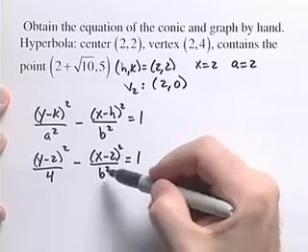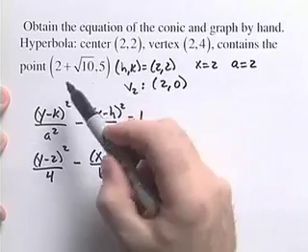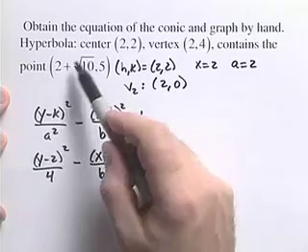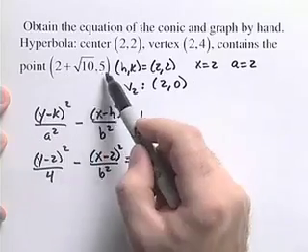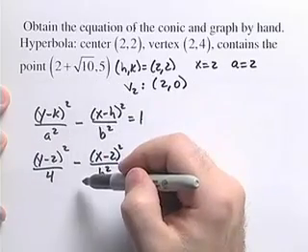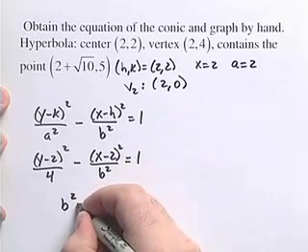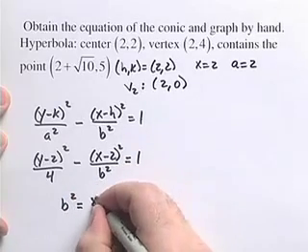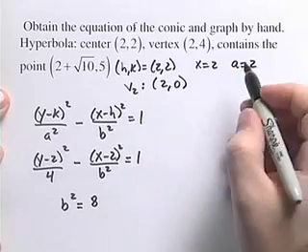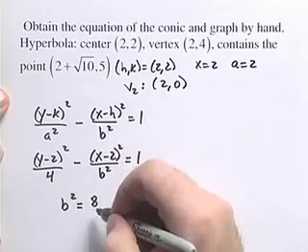We still need to determine the value for b squared. We know that the graph contains this additional point. There's an x value and a y value. We could plug those into our equation. If we do that, we'll find out that b squared is equal to 8. a squared is 4, b squared is 8.